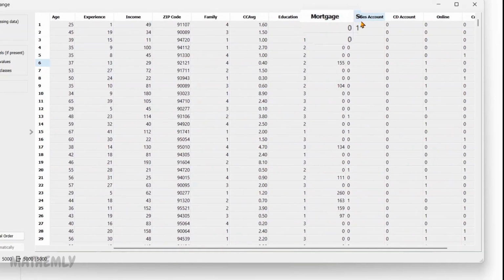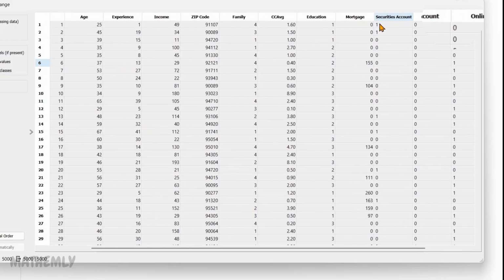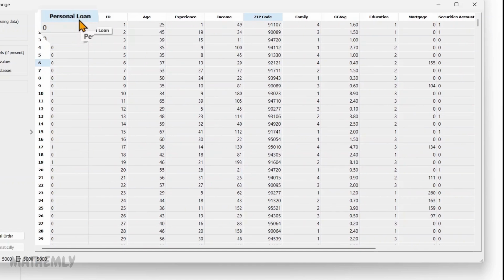Securities account, whether a customer holds a securities account, yes or no. CD account, whether the customer has a certificate of deposit account. Online, whether the customer uses internet banking. Credit card, whether the customer owns a credit card issued by the bank. Personal loan, this is the target variable indicating whether the customer accepted the loan offer.